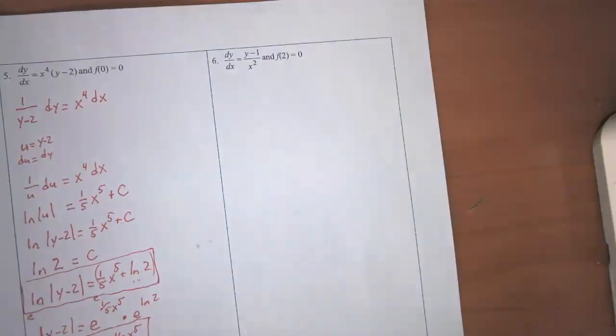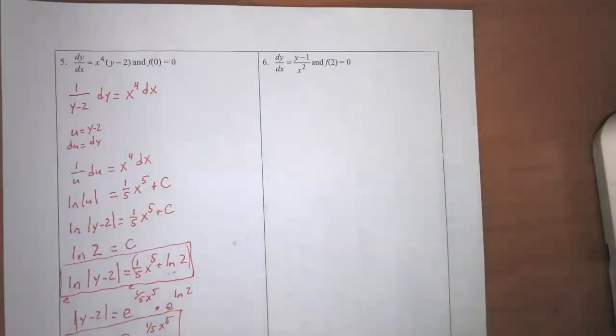Let's take a look at the final example of separable differential equations at the end of page 606. So this time we've got dy/dx is equal to (y minus 1) over x squared, and f of 2 is equal to 0.